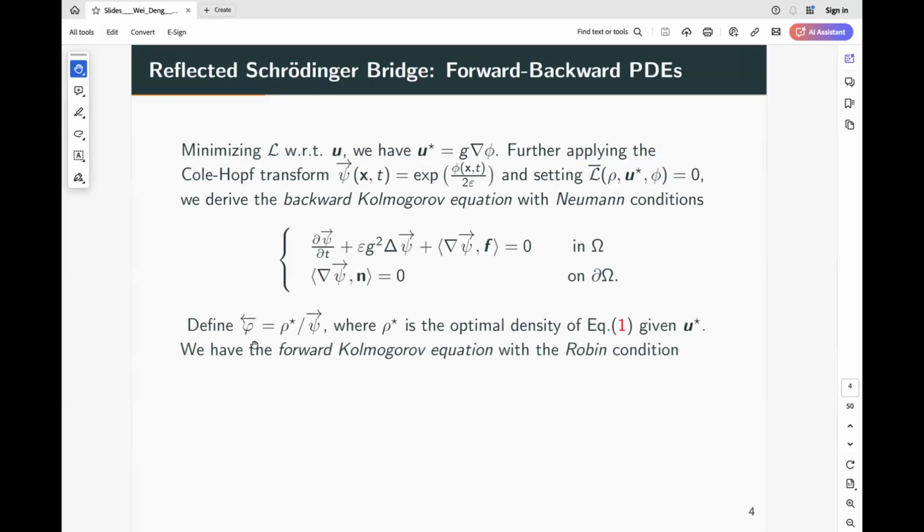Next, we define the backward potential function to be rho star over the forward potential function, where rho star is the optimal density of the forward diffusion given the optimal control. We can now have the forward Kolmogorov equation with Robin condition. This is also known as the Fokker-Planck equation with Robin condition.